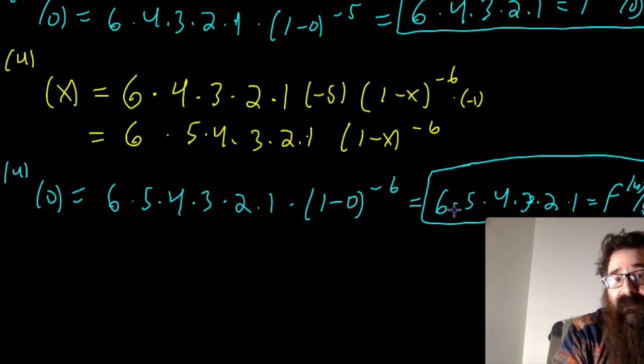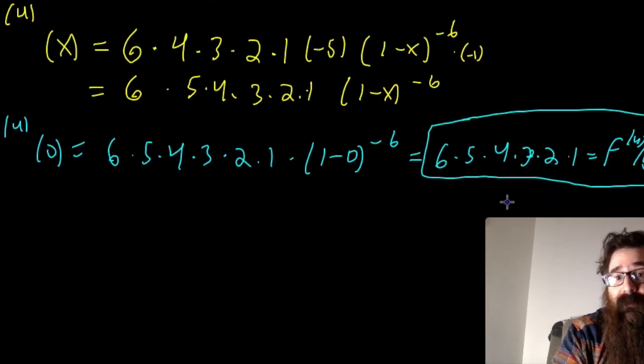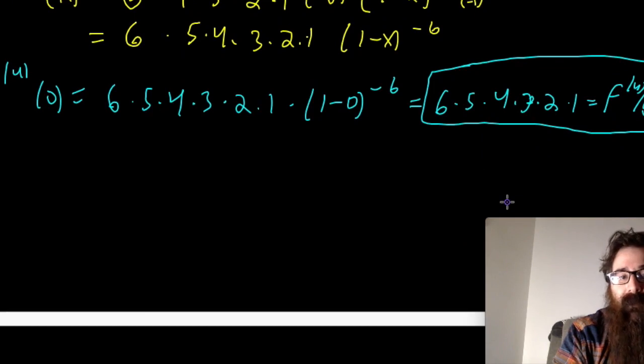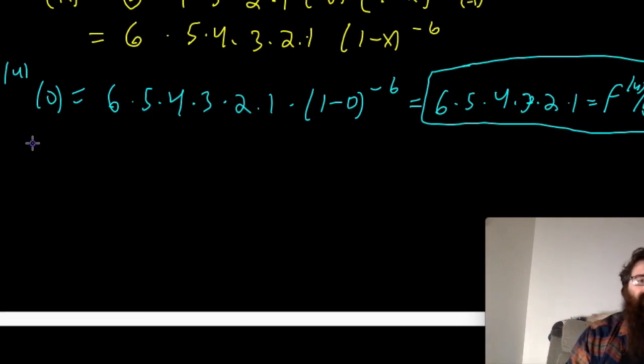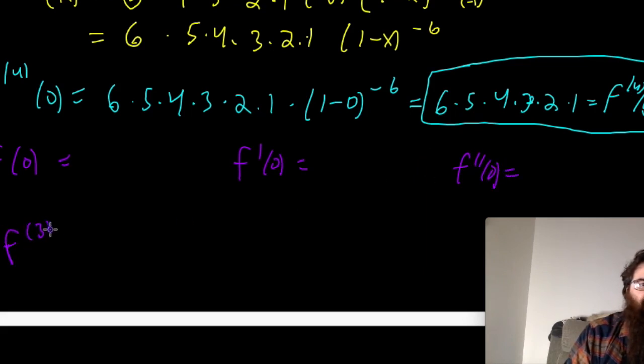And here I have a 6, but now I have also a 5 times 4 times 3 times 2 times 1. So like a 5 factorial. And we can start to get a good idea as to what's happening here. So let me jot down some ideas. So we have f at 0 we want to talk about, f prime at 0, f double prime at 0, f's third order derivative at 0, and f's fourth order derivative at 0.